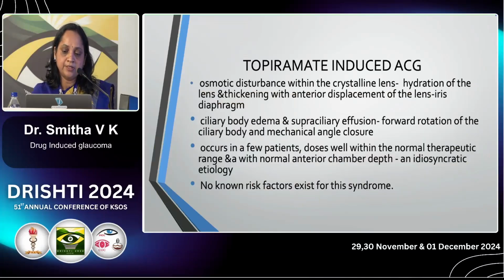So, topiramate-induced angle closure glaucoma. Topiramate can cause osmotic disturbance within the crystalline lens, leading to hydration of the lens and thickening, with the anterior displacement of the lens iris diaphragm. It can cause ciliary body edema and supraciliary effusion, leading to forward rotation of the ciliary body and mechanical angle closure. It usually occurs in a few patients, with doses well within the normal range and in a normal anterior chamber depth. So it is an idiosyncratic reaction.